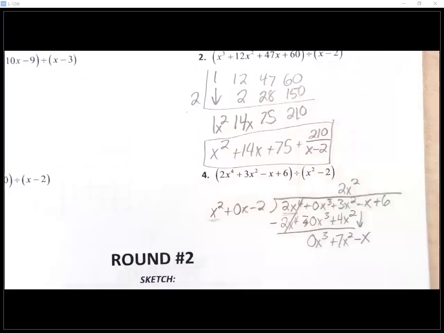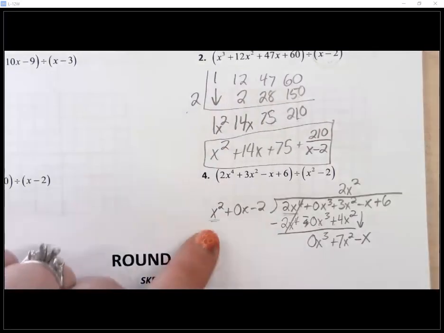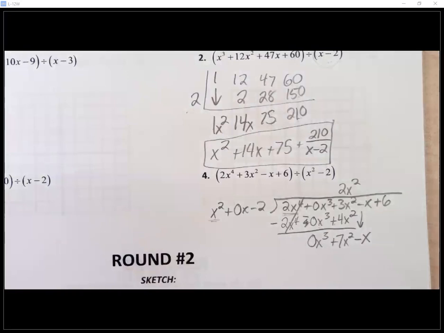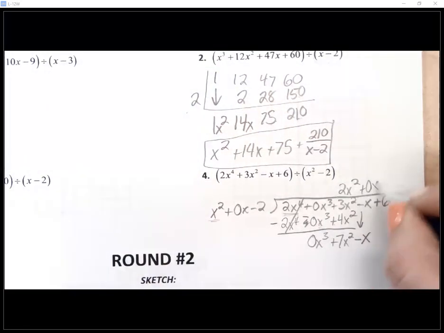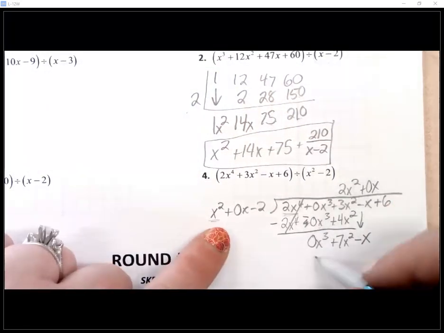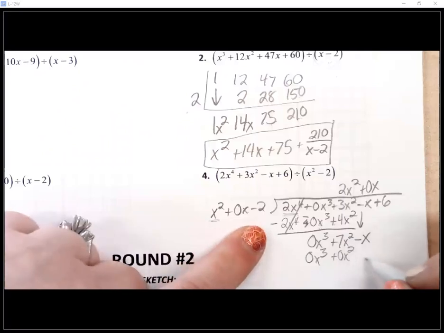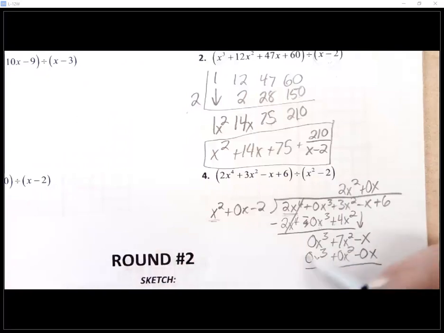And then I repeat the process. What do I multiply x squared by to get 0x to the third? Wouldn't it just be a 0x? So up top, 0x, multiply it through. I know it feels silly because it's a 0, but you just go through the motions. 0x to the third plus 0x squared minus 0x. It doesn't matter if it's plus or minus, right? And now subtract the whole line. I know it feels silly, but first two cancel just like they should. Now my next one, I've got 7x squared minus x.